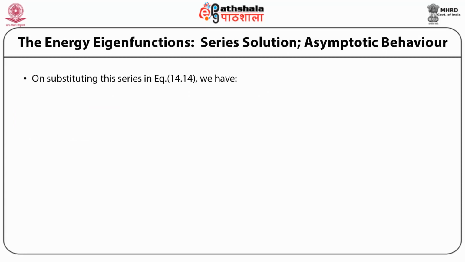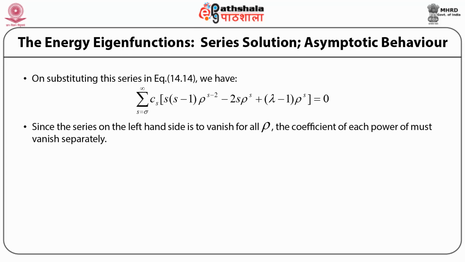On substituting this series in equation 14, we have summation over S going from sigma to infinity Cs into within the square brackets S into S minus 1 into rho raised to power S minus 2 minus 2 into S into rho raised to power S plus lambda minus 1 into rho raised to power S brackets close is equal to 0. Since the series on the left hand side is to vanish for all rho, the coefficient of each power of rho must vanish separately.